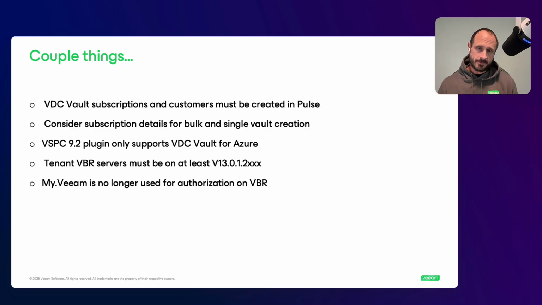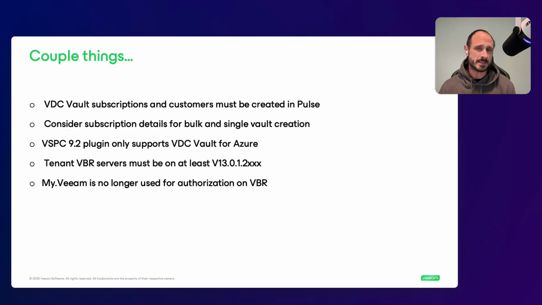Now, the tenant Veeam server supports a lot of this new functionality in terms of authorizing the vaults and some of the steps we're going to get into. So not only do you need to be on console 9.2, you also have to make sure that your tenant Veeam servers are on at least version 13.0.1.2. Lastly, my.veeam is no longer used for authorizing the Veeam servers.